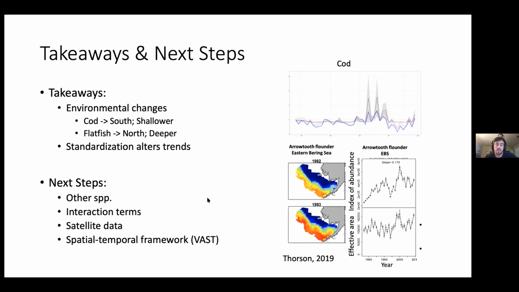And then finally, I think the real next step, combining all this work together, is looking at it in a spatial temporal modeling framework, such as VAST, which is a model developed by Jim Thorson out on the West Coast for standardizing trawl survey data. What's really cool about it is you can separate out covariates that you think are influencing catchability versus density. What's really nice about this framework is it allows for changes in space and time, and the same model can calculate an index of abundance. It can calculate range shifts and effective area. So I think this is worth exploring going forward.